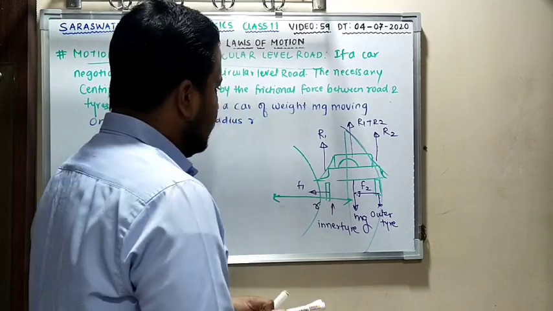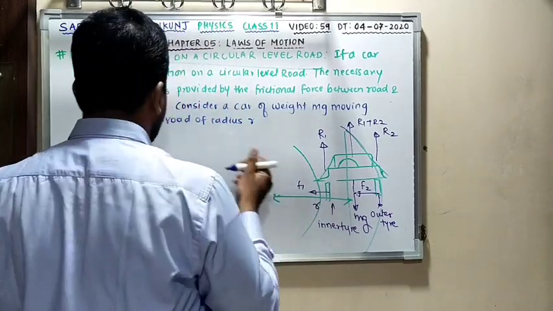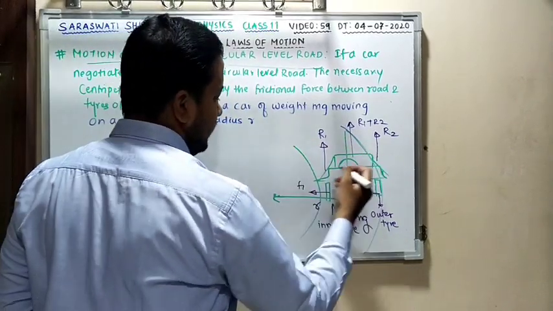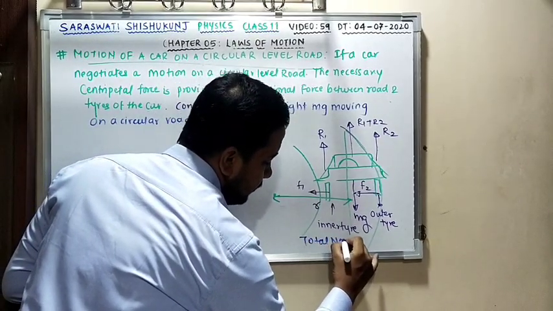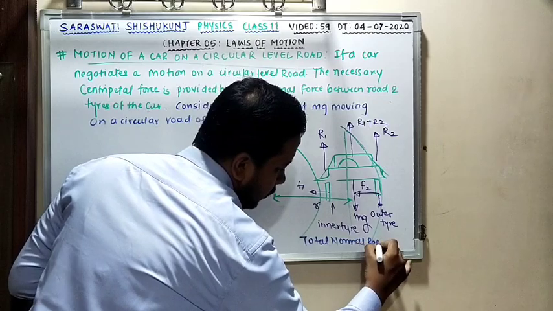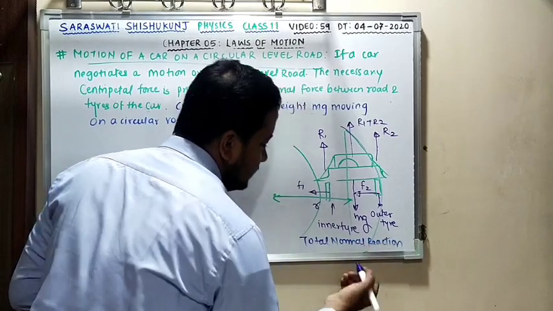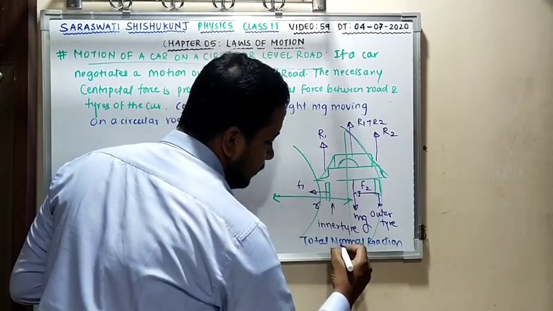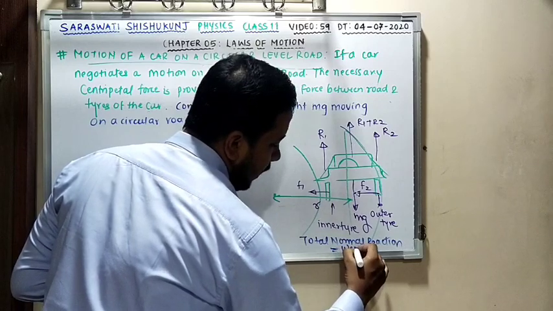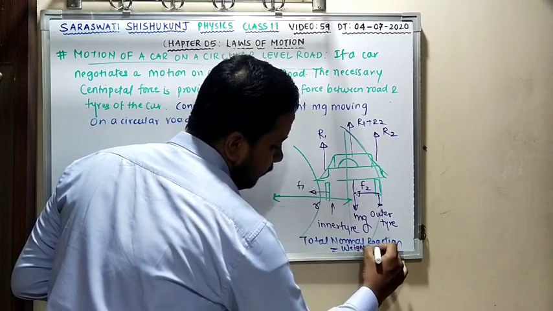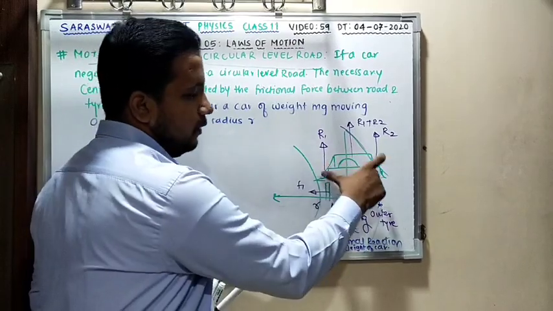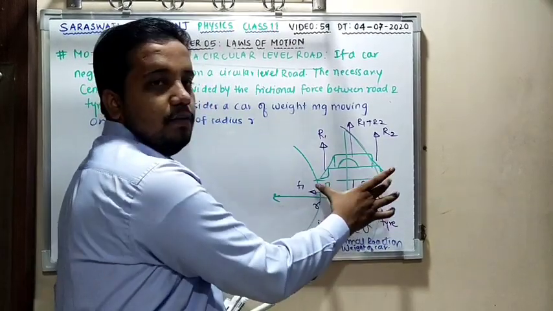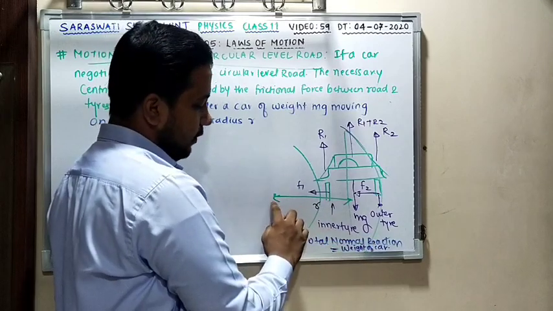So I can conclude one thing over here. I am writing: total normal reaction is equal to the weight of the car. Till this clear perfectly? Again, I have taken one car moving on a circular level road.